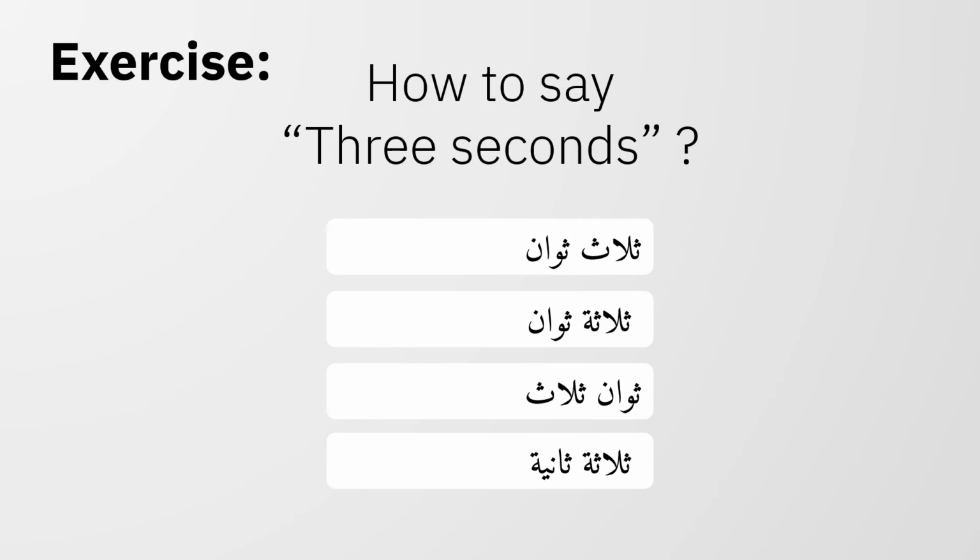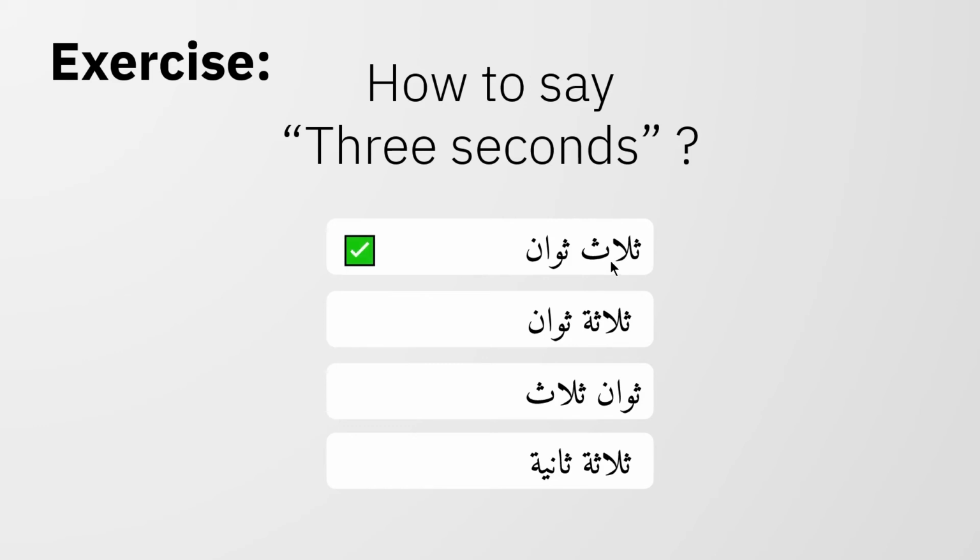Okay, let's check your understanding. How can you say 3 seconds? Pause the video and give it a shot. Remember that ثانية is feminine. So, what will be the gender of the number? Here is a tip. The plural form of ثانية is ثوان. Is it ثلاث ثوان?